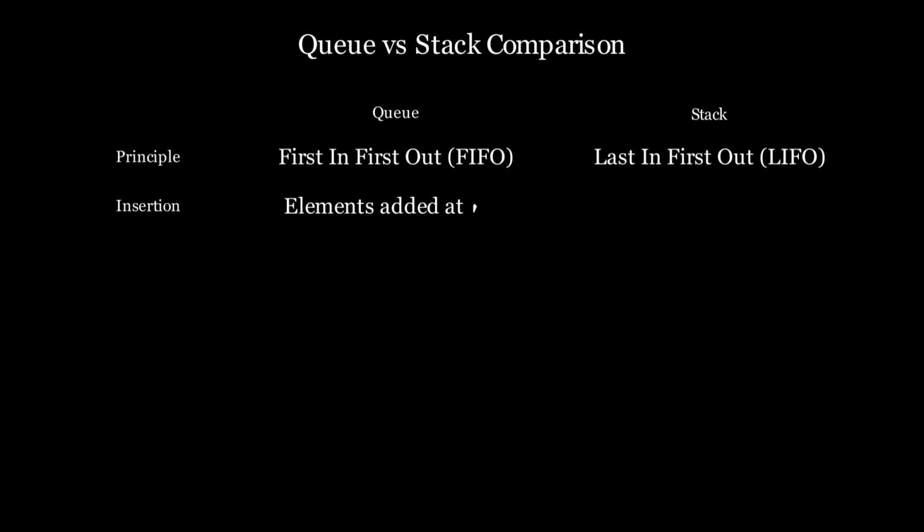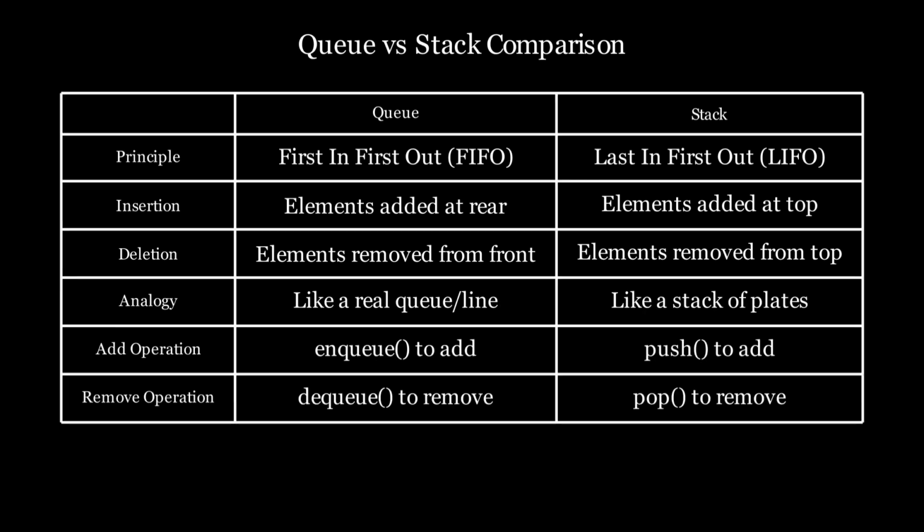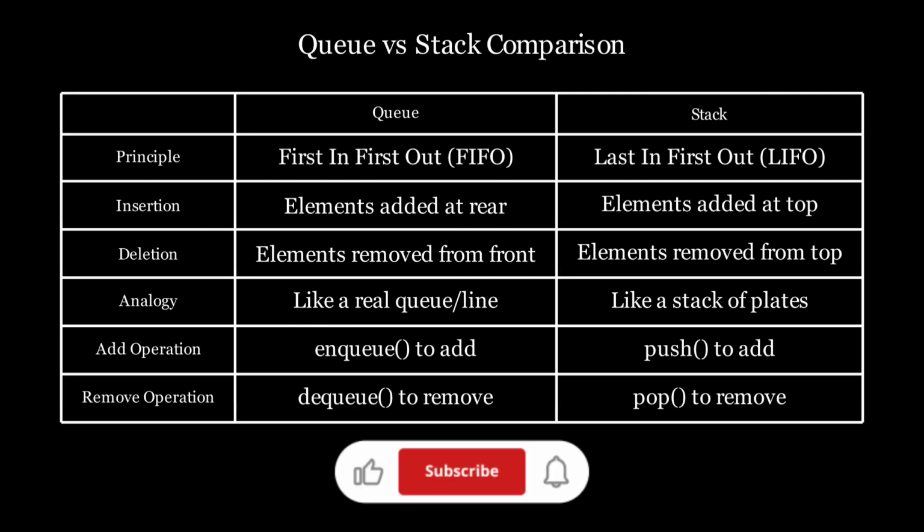Now let's break down the key differences between stack and queue. Let's start with the fundamental principle. Queue follows first in, first out, FIFO, and stack follows last in, first out, LIFO. Queue adds elements at the rear and stack adds elements at the top. Both queue and stack remove elements from the front. Queue has enqueue and dequeue operations and stack has push and pop operations. All have order of 1 complexity.